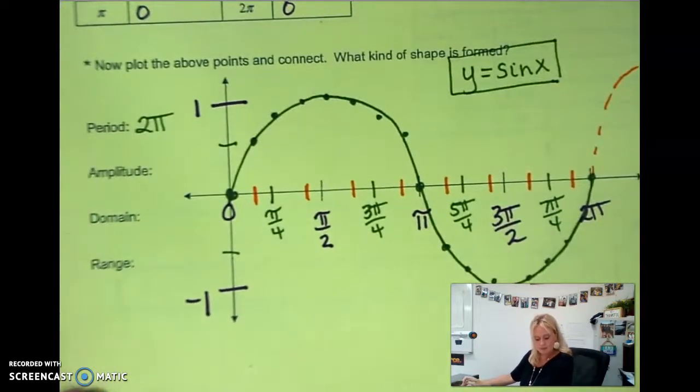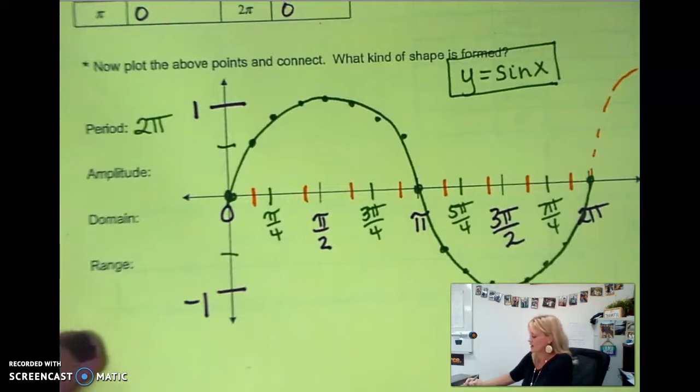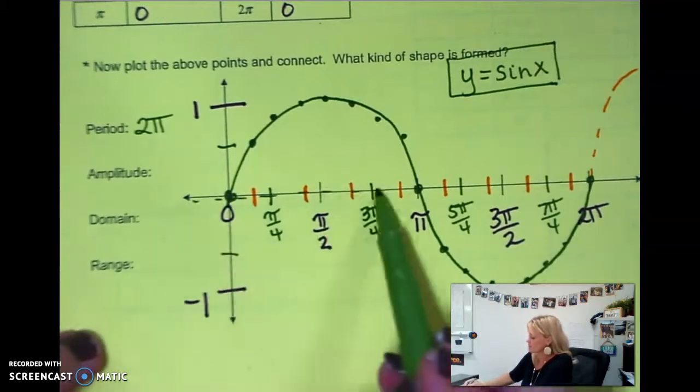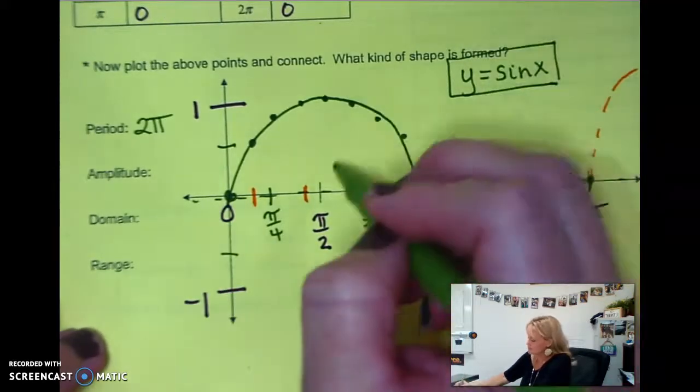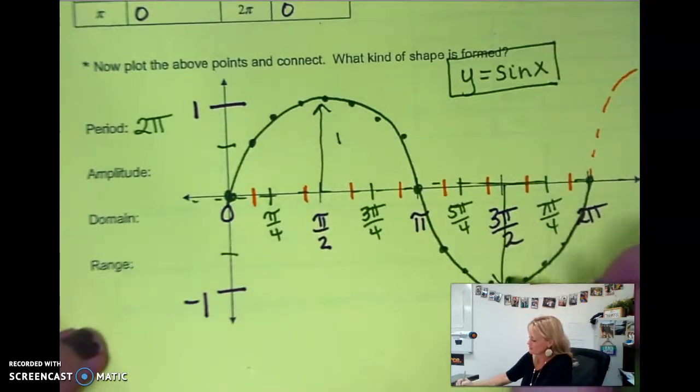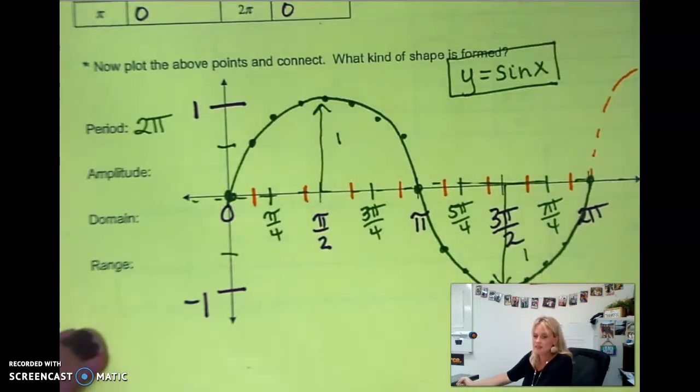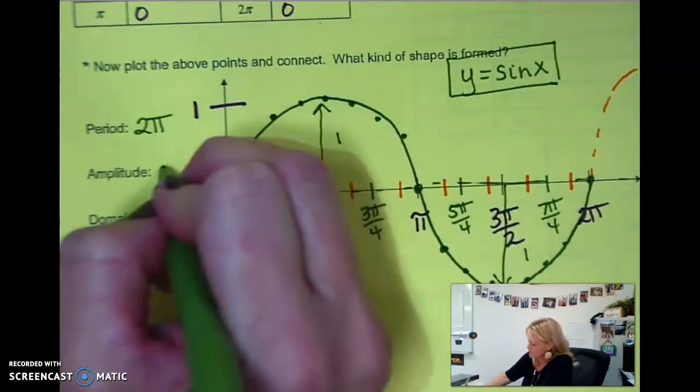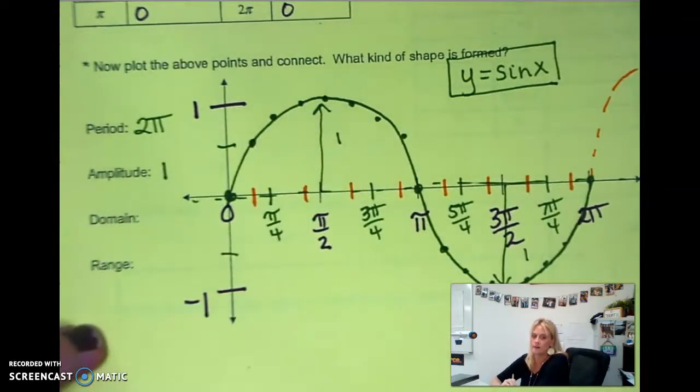The amplitude is the height of the graph when you cut it in half. So if I cut it in half, it's 1 pi this way and 1 this way. Remember, distance is not measured negatively. So the amplitude here is 1.